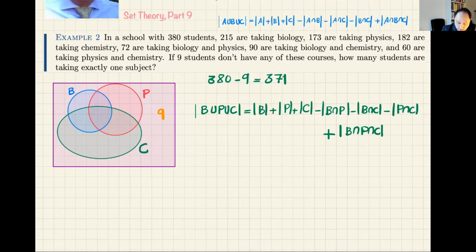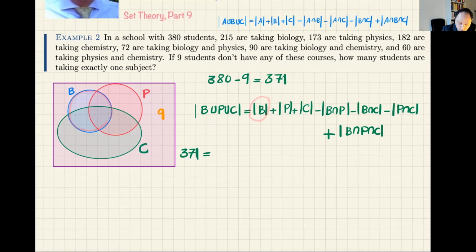So 371 students are somehow distributed inside these circles. So this tells me that the cardinality of the union of these three sets is equal to 371. So let me plug the numbers that I have. So instead of this expression, this tells me that the number of students inside all these regions that you see is 371. If you have any questions, please interrupt me.